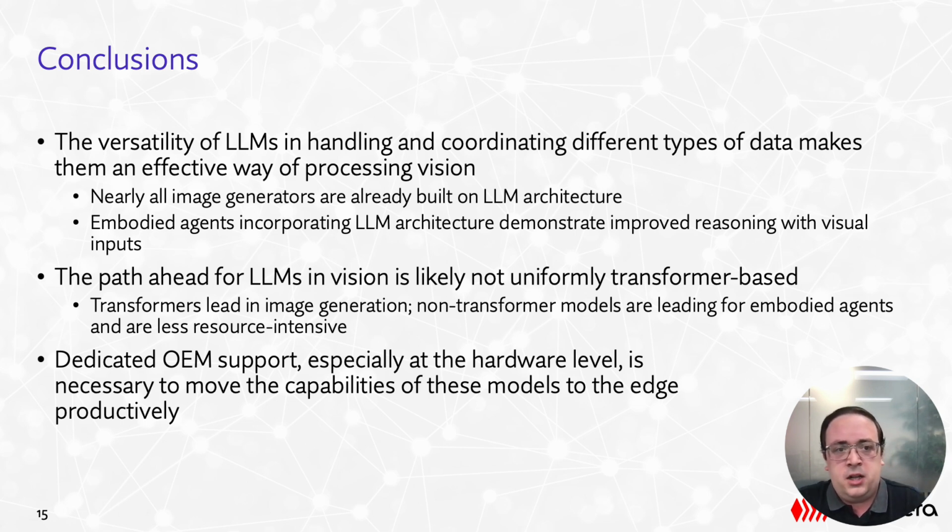The path ahead for LLMs in vision is not uniformly transformer-based. There have been solutions that are both transformer and non-transformer, and as we go forward, we expect to see this diversity maintain and perhaps expand. Now, transformers today are the lead in image generation, and non-transformer models are more competitive on embodied agents due to being less resource intensive and not needing to have quite the same use case requirements of transformers.